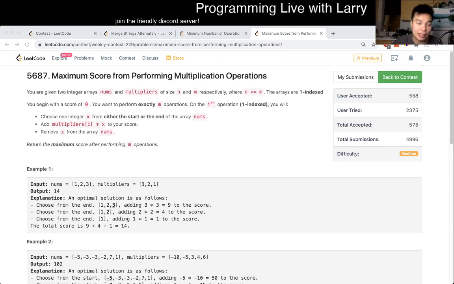This is me going over Q3 of the recent Leetcode weekly contest, maximum score from performing multiplication operations.